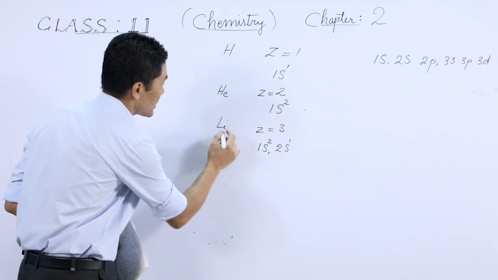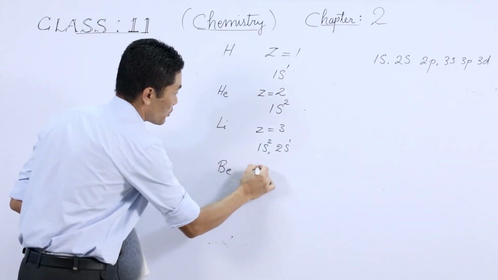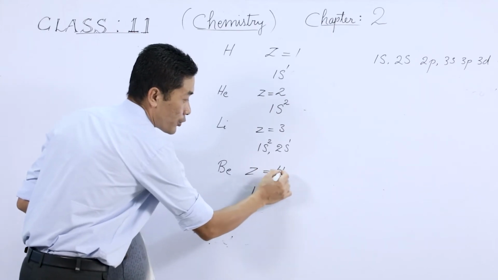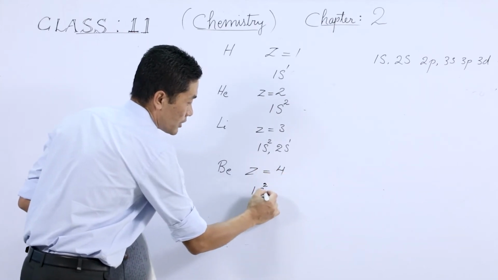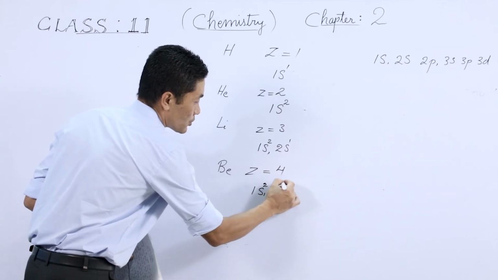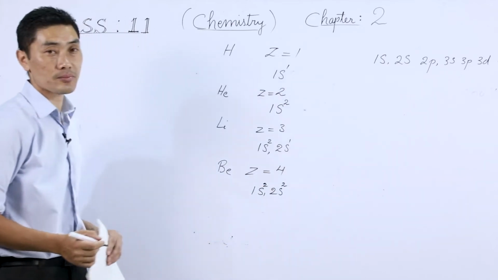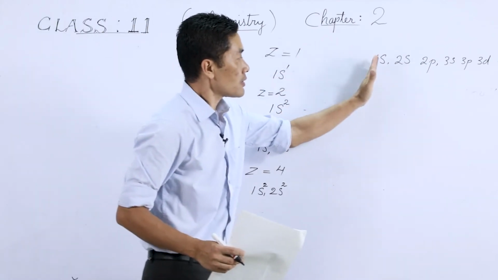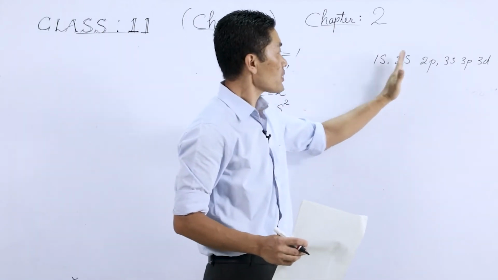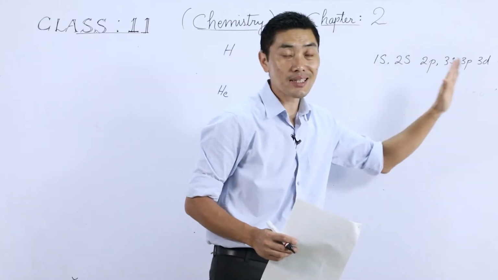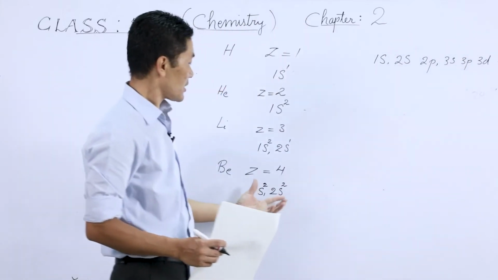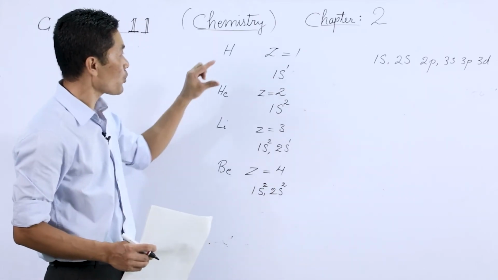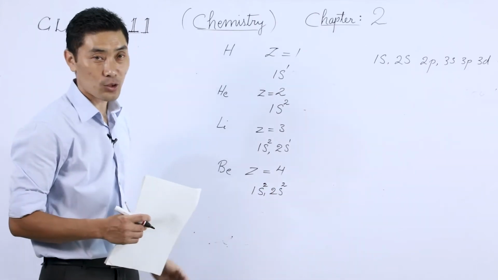Then after lithium comes beryllium with atomic number 4. So 4 electrons, we can put 2 electrons here, and in the 2s orbitals also we can put 2 electrons. So keeping in mind that these orbitals have to be filled according to their increasing energies, we can easily fill up electrons like this. The only thing is we have to know the atomic number of the atoms.